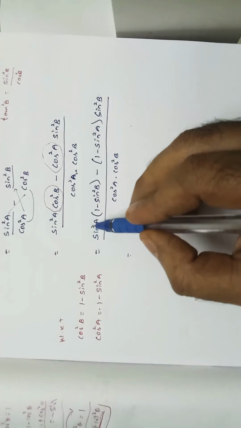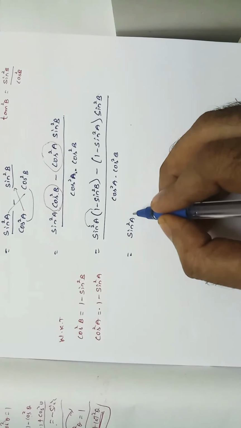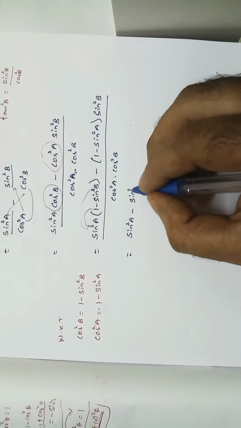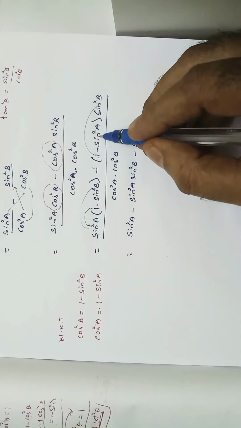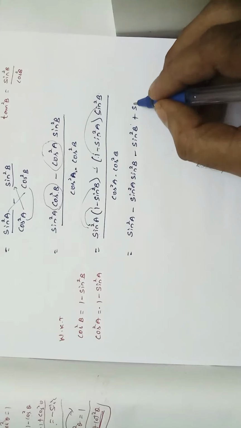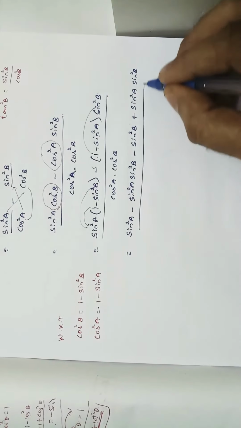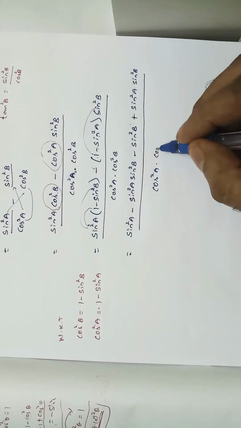Now I am going to multiply sin square a into 1, sin square a, right? Sin square a into 1 is sin square a, minus sin square a into sin square b. Next, minus 1 into sin square b, minus sin square b, and minus into minus is plus sin square a into sin square b, whole divided by cos square a into cos square b, right?